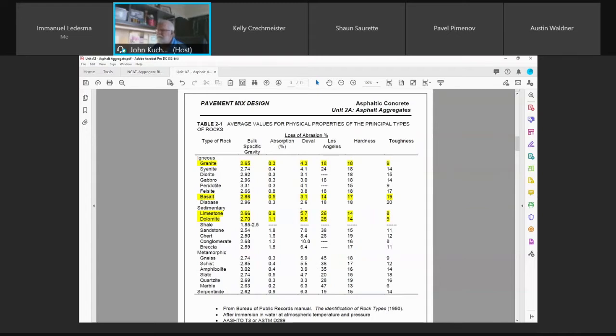You've got a Los Angeles abrasion for your limestone, which occurs naturally. I mean, you can have crushed limestone from Stonewall, yes.